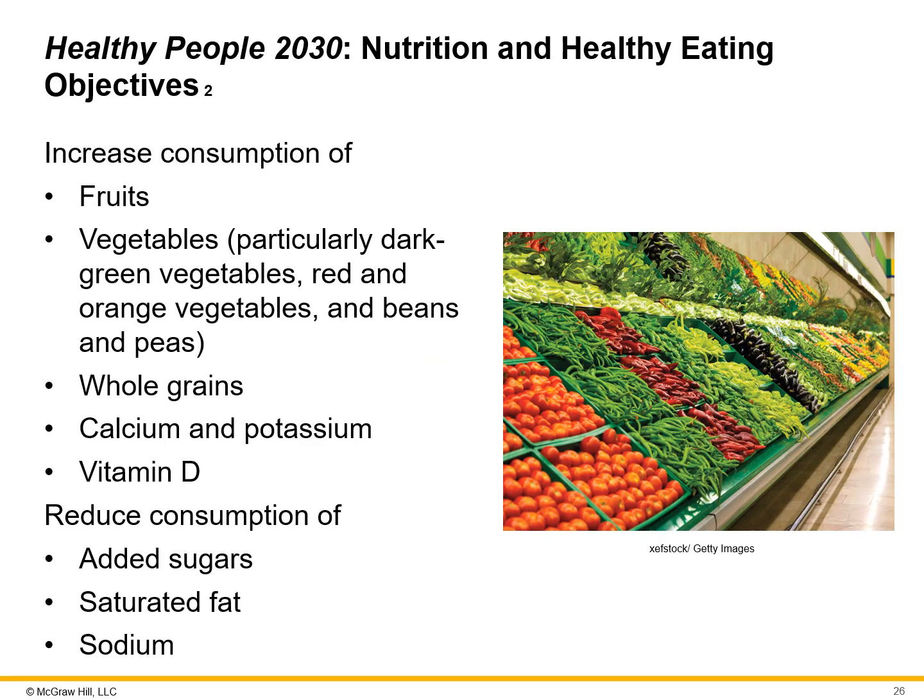So then again, looking at some more of these, increasing consumption. So increasing our fruits and vegetables, again, all those phytochemicals and all the other minerals and vitamins in there, increasing whole grains, calcium and potassium, as well as vitamin D, while decreasing sugar, saturated fat from animals, and our salt or sodium.